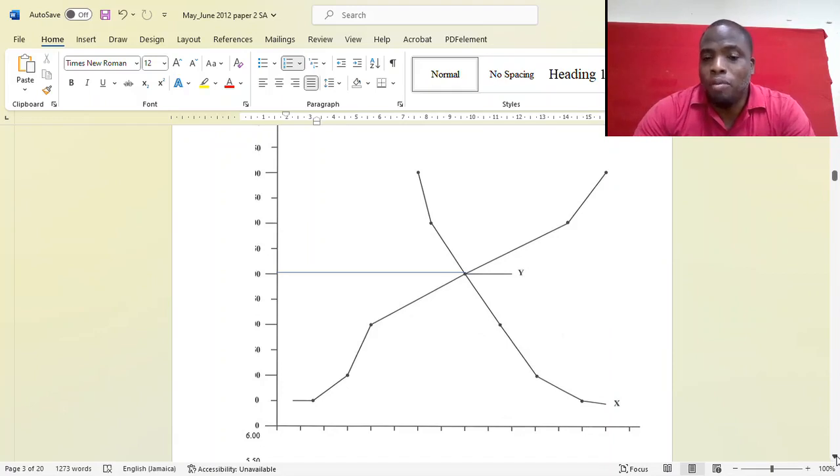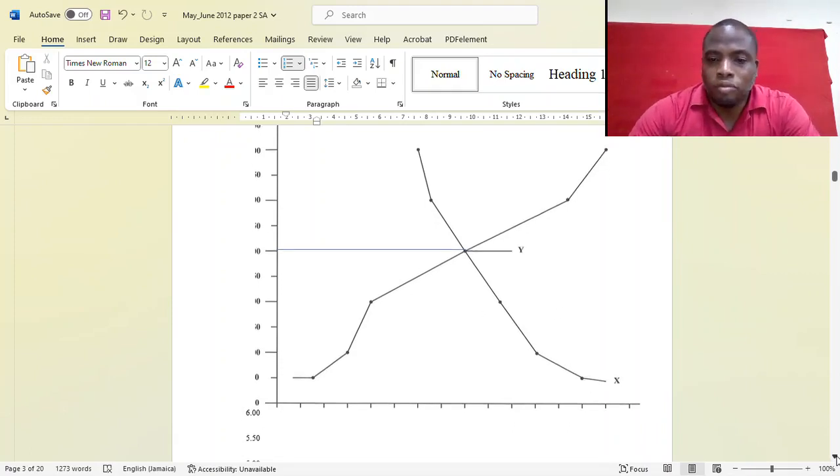Now, the equilibrium point is the point at which the same quantity is demanded and the same quantity is supplied at that particular price. So in the questions, they could have asked you, what is the equilibrium quantity? They could have asked you the equilibrium point. So right there, that is what is happening.